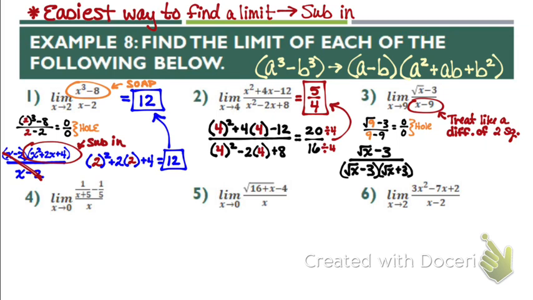I do see that this will cancel though, which leaves me what in my numerator? 1 over the square root of x plus 3. And now I can substitute in again. So I would have 1 over the square root of 9 plus 3, which would be what? 1/6. There's my limit.